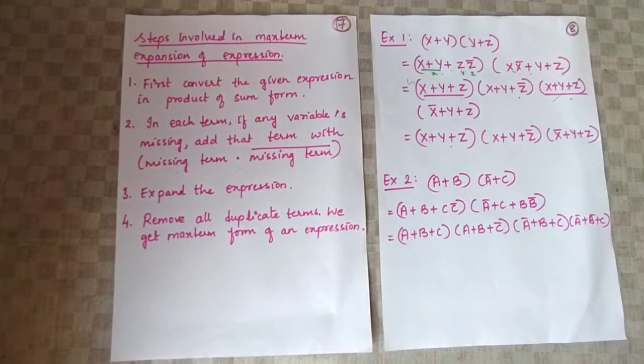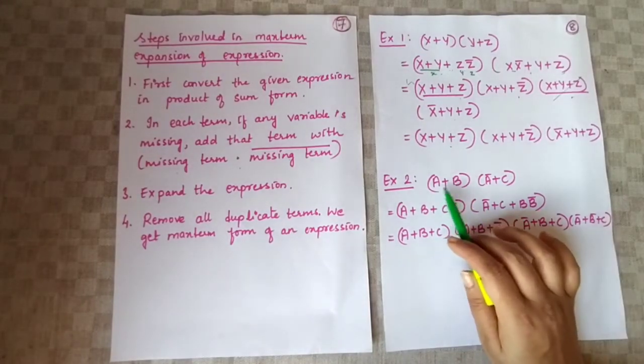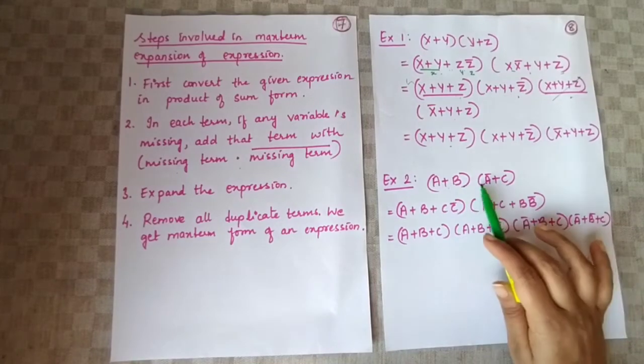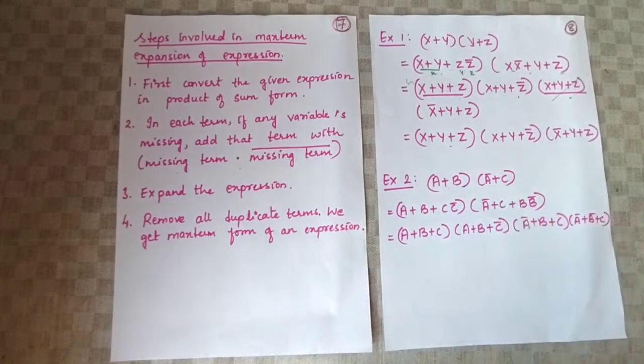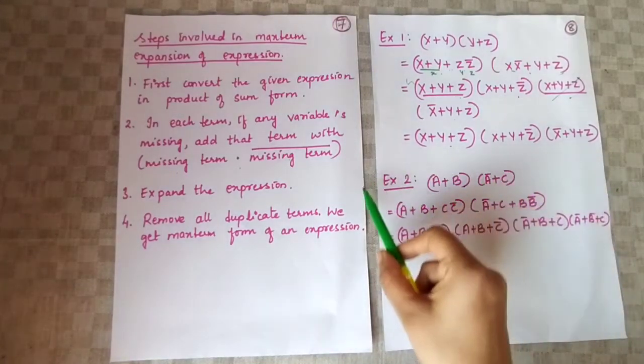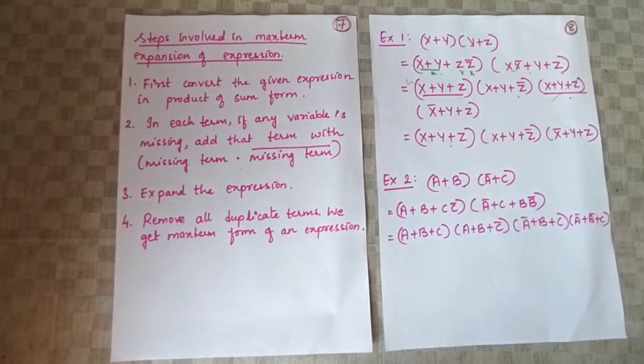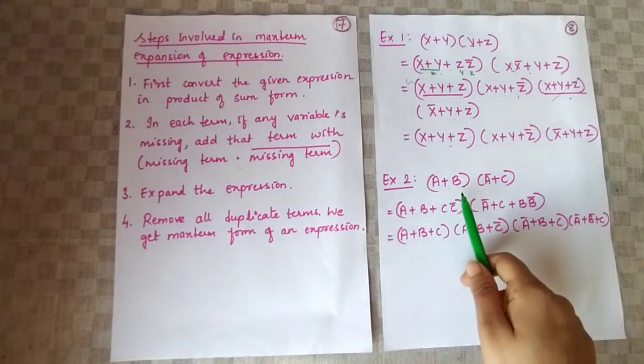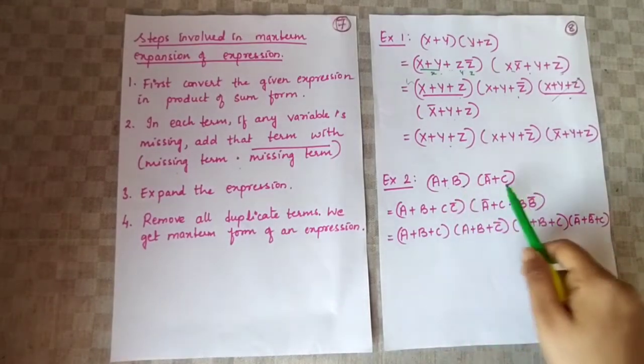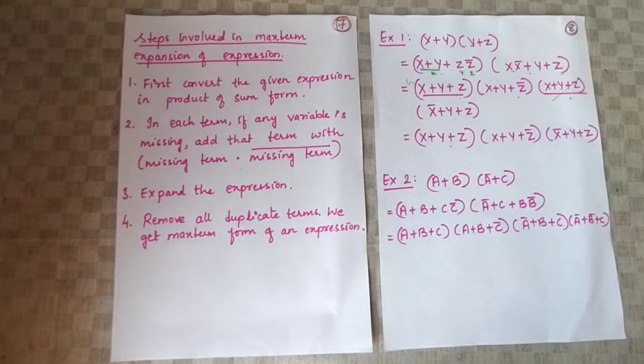Now let us take the next example, which says (a plus b plus c) into (a complement plus c). Now in this entire Boolean expression, if you observe, we have three literals a, b, c. In the first term, c is missing. In the second term, b is missing. So we have to add those missing terms.